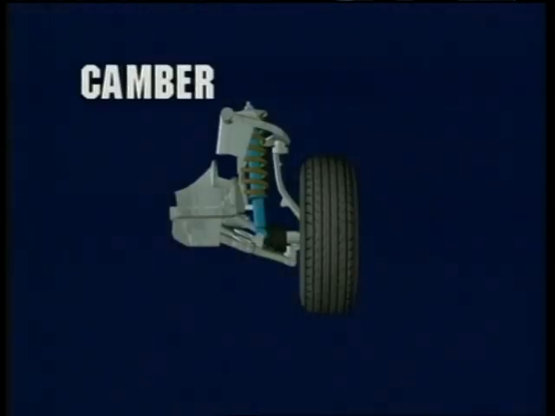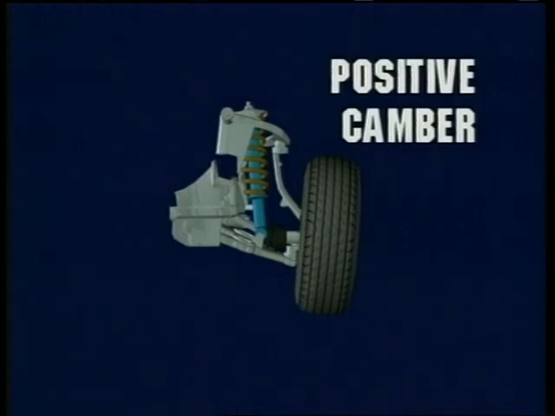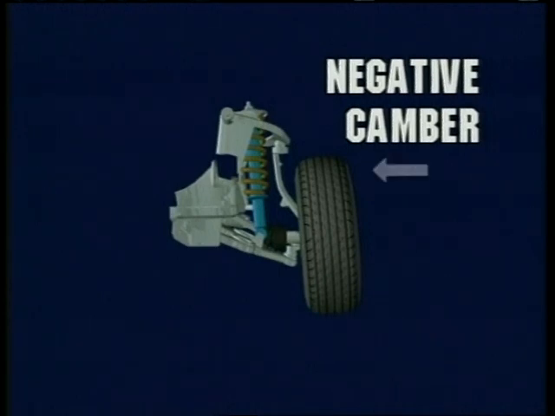Camber is the angle or tilt of the wheels inward or outward from the vehicle's center line when viewed from the front of the vehicle. Positive camber means the top of the wheel is tilted out so that the outer edge of the tread contacts the road. Negative camber means the top of the wheel is tilted inward. More of the inner tire tread contacts the road surface.